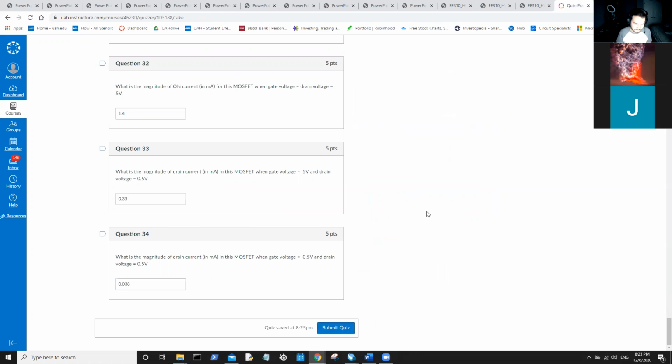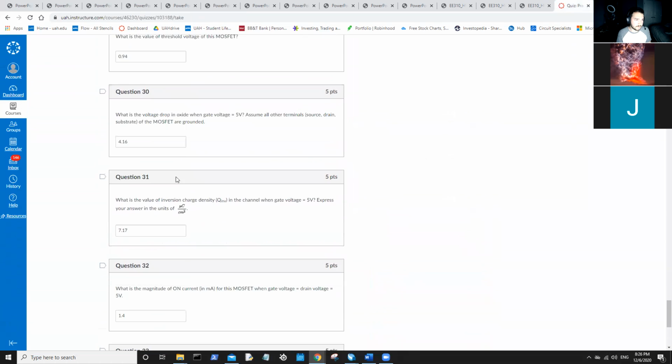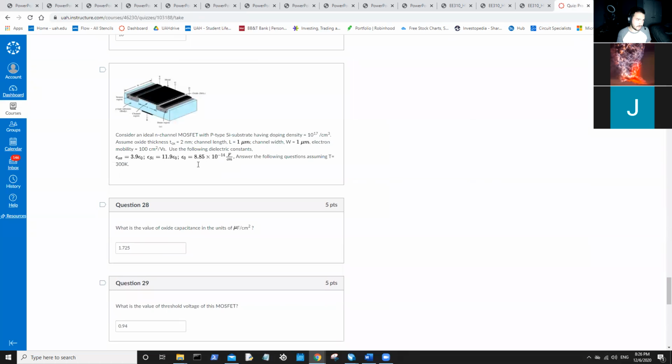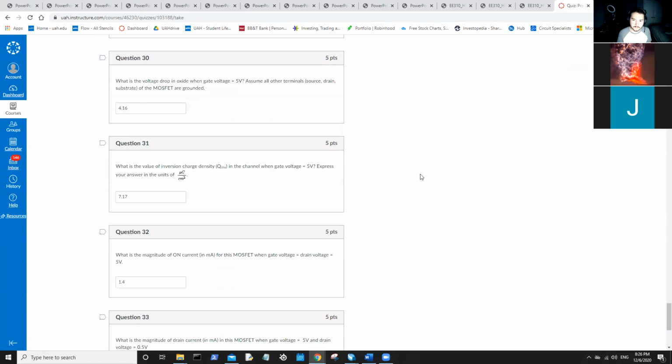Okay, let's see if I'm right on these last couple questions. I'm very interested to see how our answers are in this MOSFET, because historically I perform worse on MOSFET than I perform on other stuff. So let's see.